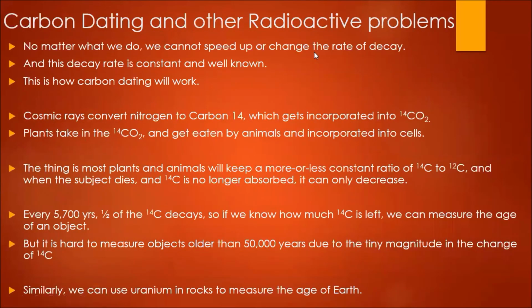Which gets us to carbon dating. So, we cannot speed this up. We cannot change the rate of decay. And for most of these guys, the rate of decay is pretty well known. And this is how carbon dating works. If you've ever heard of it, we're trying to determine how old this fossil or this artifact is, by determining how much carbon-14 is present in there. So how does carbon-14 come into being? Play first. The sun is going to constantly be giving out cosmic rays.